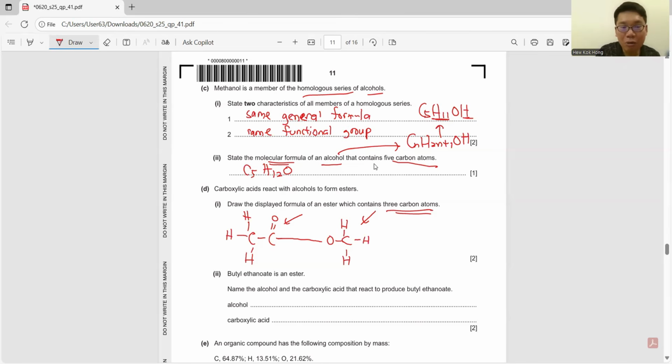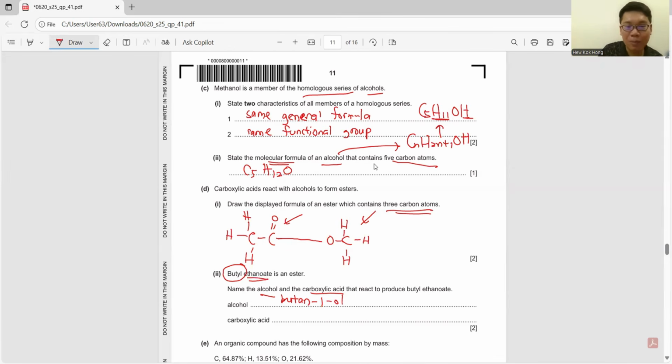Part 2. Butyl ethanoate is an ester. Name the alcohol and the carboxylic acid that react to produce butyl ethanoate. So the name in the front, butyl, represents the alcohol. So we know this is butanol. But starting from propanol, butanol, all these will have isomers, which contain butan-1-ol and butan-2-ol. So when they say butyl, make sure you write it is butan-1-ol.